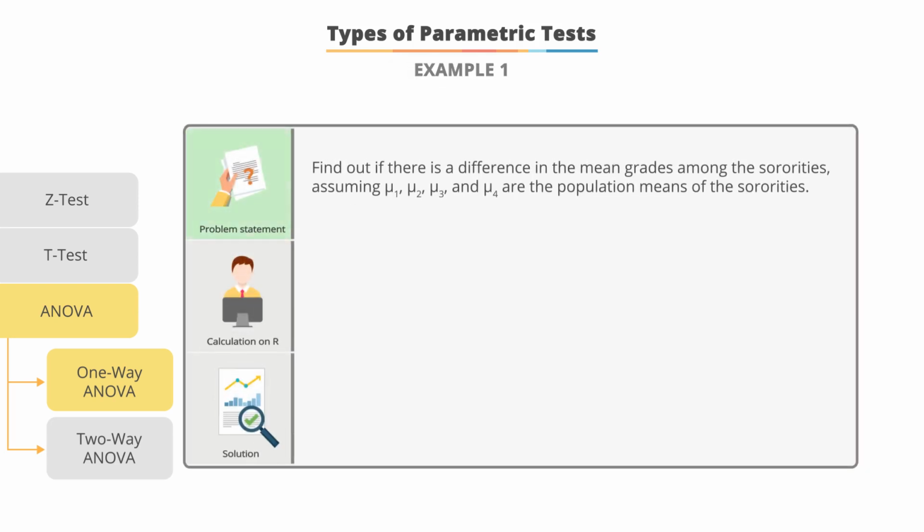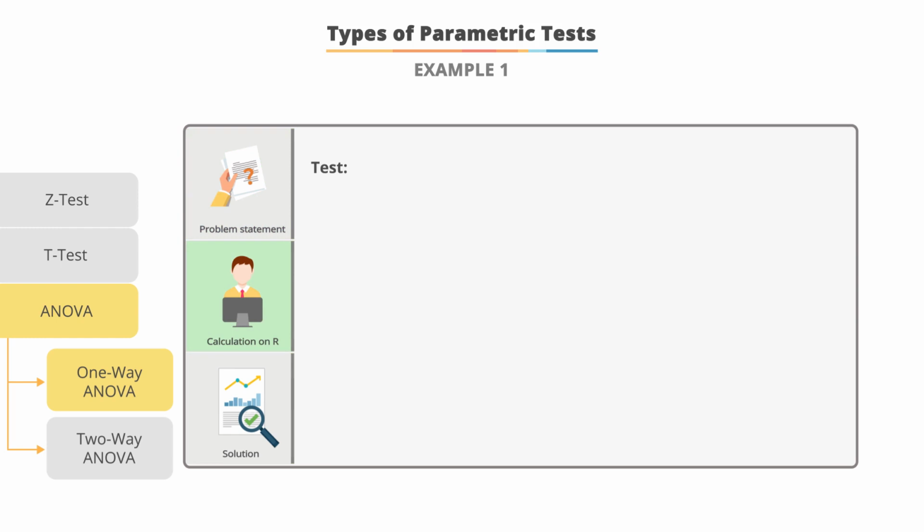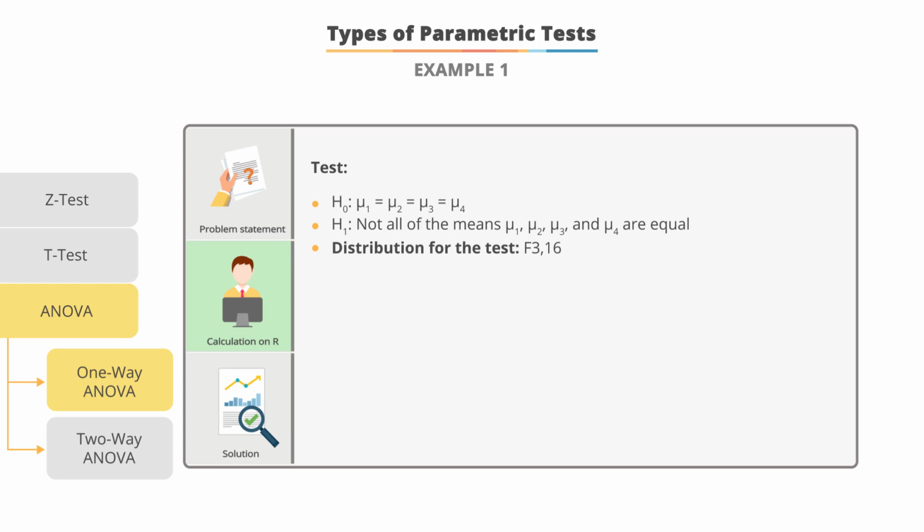So, let's find out if there's a difference in the mean grades among sororities, assuming the mean of the four groups, mu1, 2, 3, and 4, the population means of the sororities. So our null hypothesis says sorority 1, mu1, is equal to sorority 2, mu2, is equal to sorority 3, mu3, is equal to sorority 4, mu4. Now, not all of the means mu1, 2, 3, and 4 being equal is our alternative hypothesis. It doesn't mean they all have to be significantly different from one another, but at least one of those means has to be different.